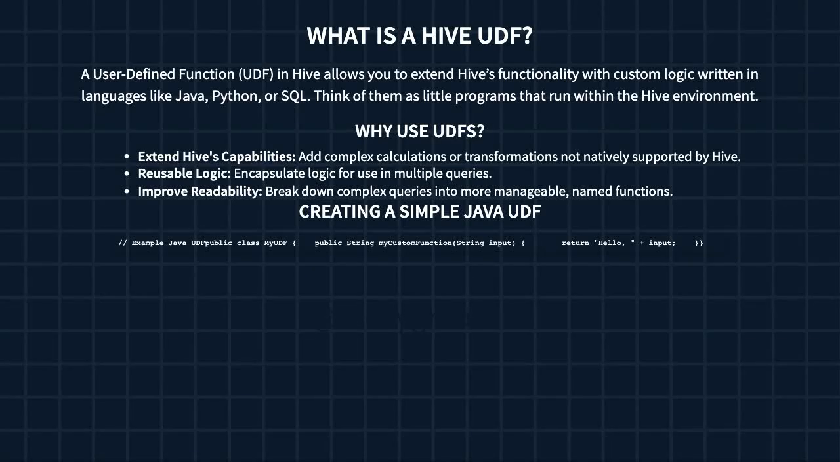Okay, so let's talk about Hive UDFs. Basically, they're like adding your own mini programs to Hive. You can use them in SQL queries to do things that Hive doesn't already know how to do automatically. This is super useful if you need some complicated calculations or transformations, something beyond what Hive provides out of the box. They're also great for making complex queries easier to read and reusing your logic in multiple spots.